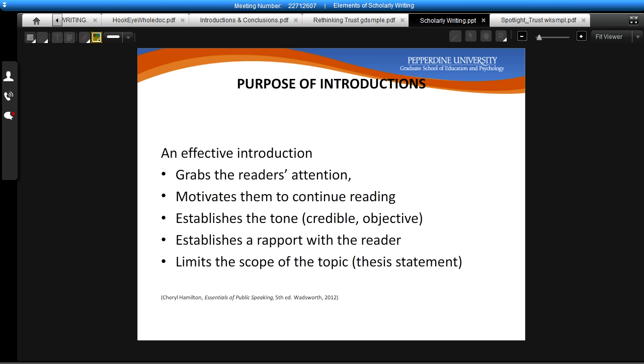Also, rapport with the reader. Does the reader feel a sense of trust when they begin reading? Or do they just think this is coming from your own head and you don't have any solid support for that? And towards the end, you begin to limit the scope of the topic, and that narrows down to what your thesis statement would be.